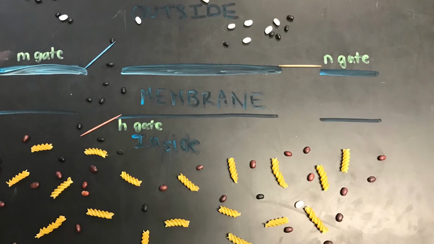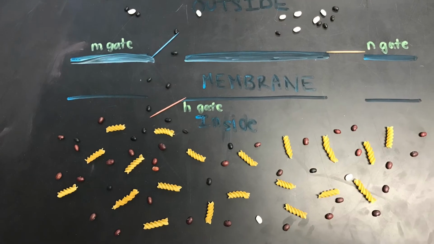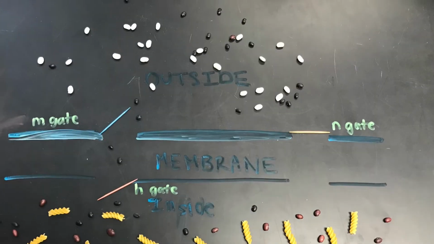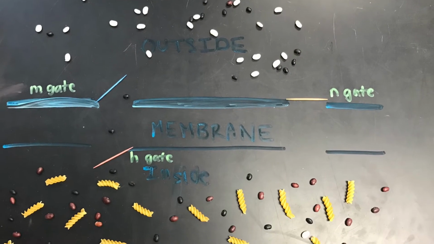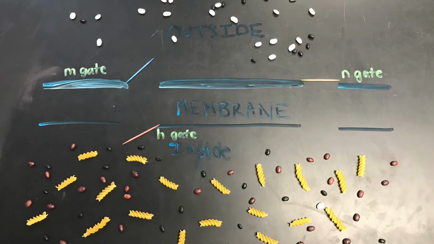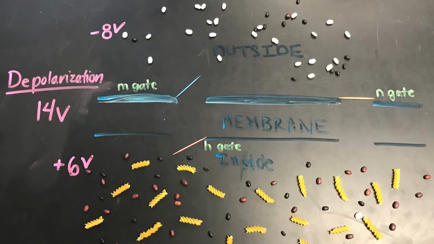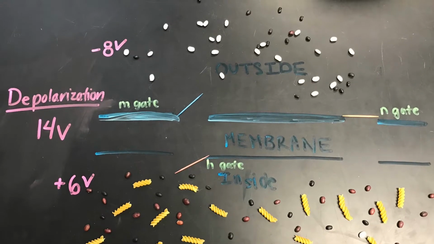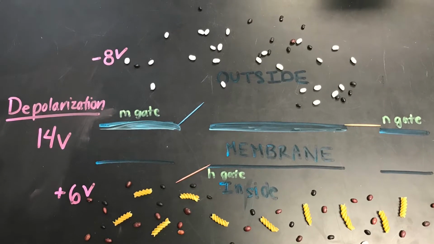Now, a stimulus is introduced to the cell, causing the M gate to swing wide open and allowing sodium ions to diffuse into the cell. Now, this shift in sodium ions is called the depolarization process and leads to a different potential across the cell membrane.